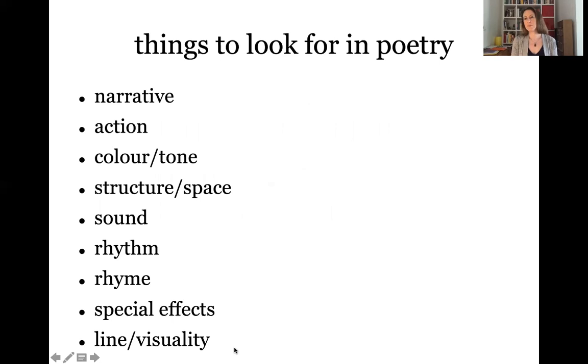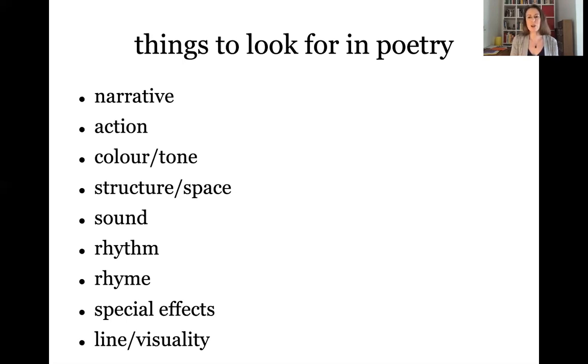So, things to look for in poetry. You may all know this really well, but we'll just go through it quickly. Some of the things you might look for in poetry: is there a narrative? Is there a story being told? What is that story? Is there some kind of key action taking place? What is the color or tone of the passage? Does it feel dark? Does it feel bright and sunny?